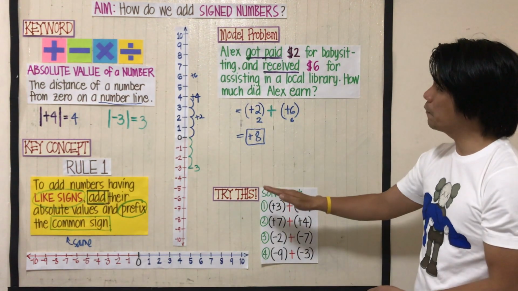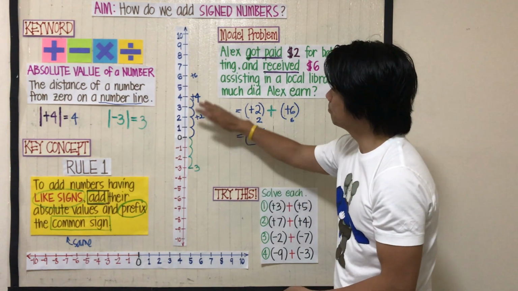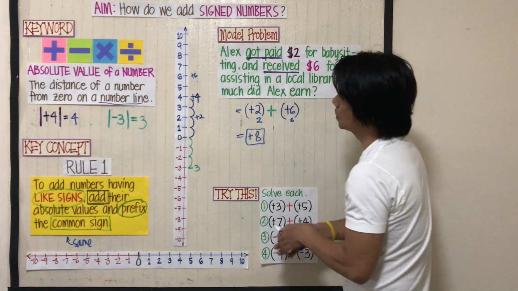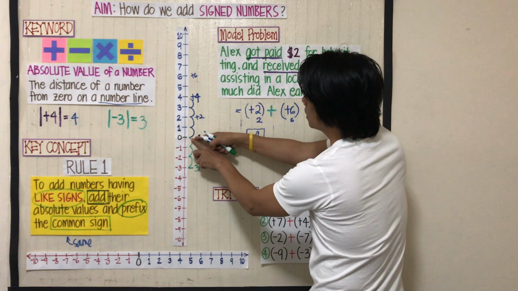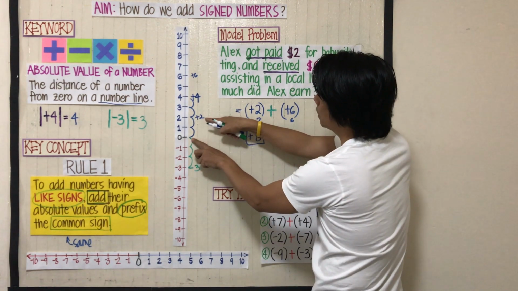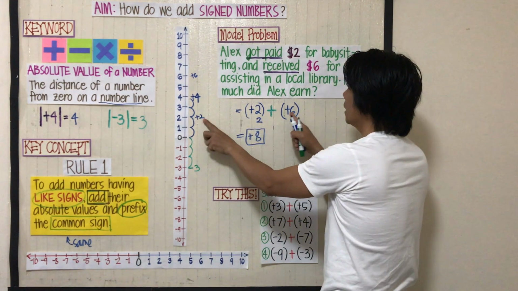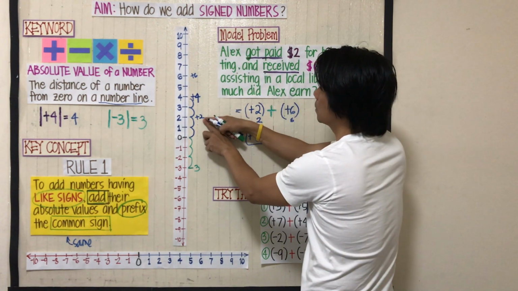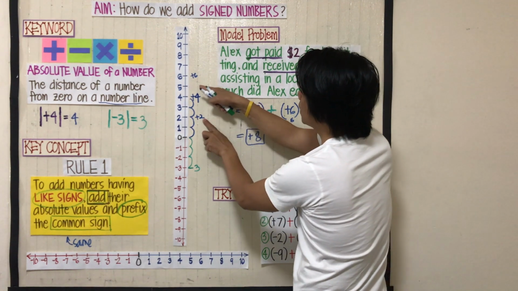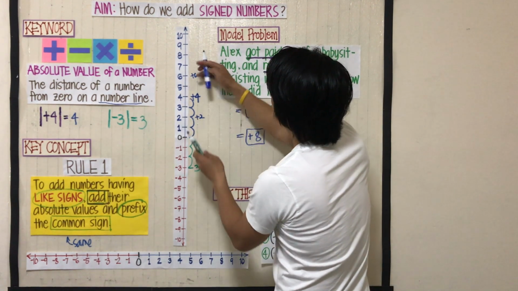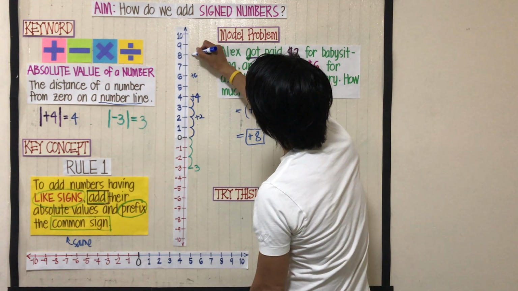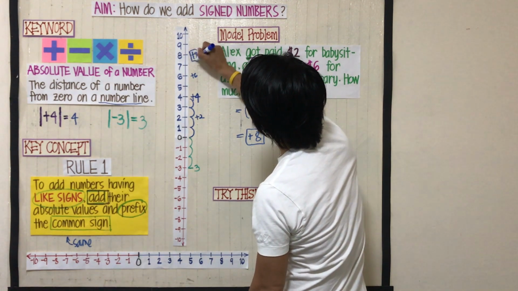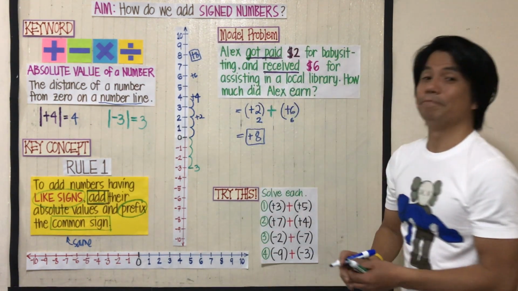Now, how do you verify using the number line? So from here, from the origin, positive 2 is right here, and then you're adding positive 6, meaning going up also. So from here, you count 6 spaces, 1, 2, 3, 4, 5, and 6. So that's positive 8. So we end up at positive 8.